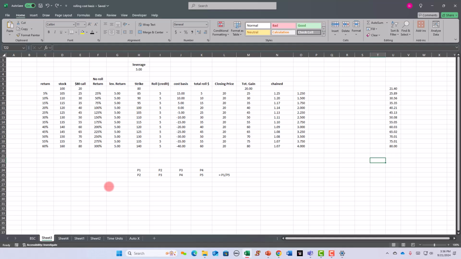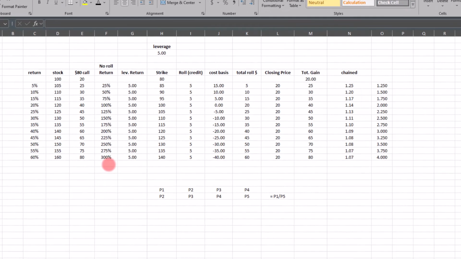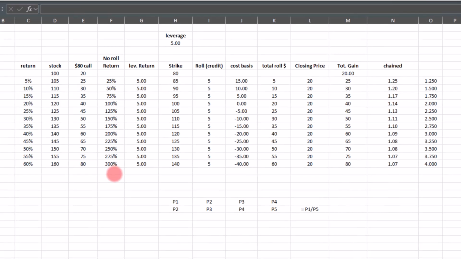All right, so now we're into an Excel spreadsheet, and what I've done just to make the math easier is we're going to assume that we have an $80 call with the stock at 100, and the $80 call is trading for exactly 20 bucks. It's trading for parity, and it's just to make the calculations easier. We'll look at a more realistic example in a moment.